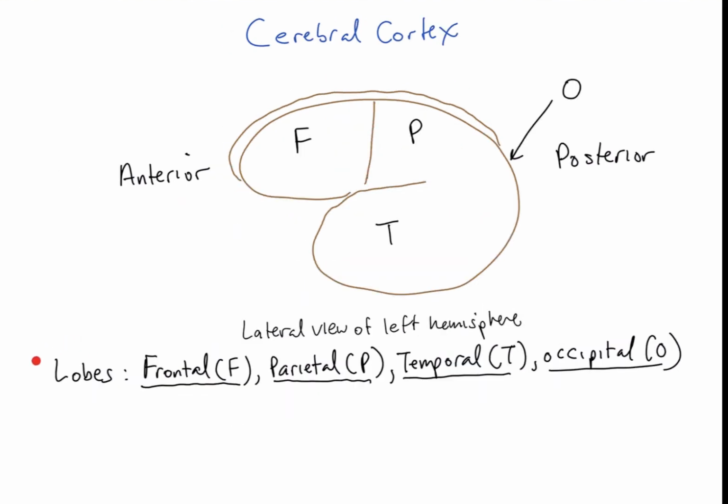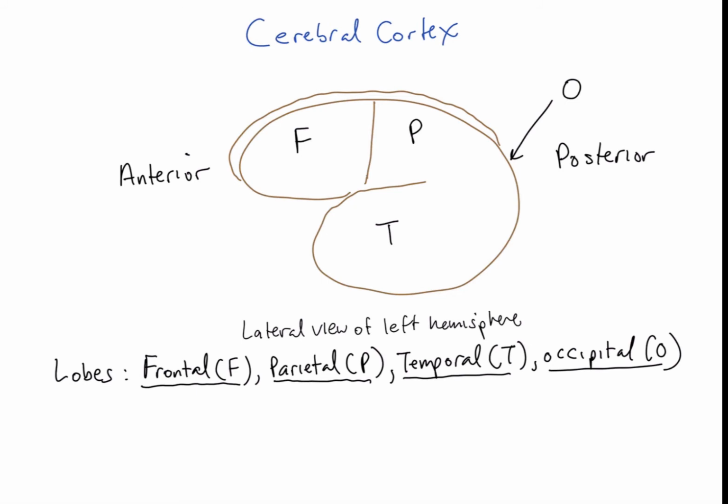Now let's take a look at lobes. We have now stripped away all the sulci and gyri, and we're going to look at the frontal lobe, and that's indicated here on the anterior part of the brain. We have the parietal lobe, which is located behind the frontal lobe, posteriorly. We have the temporal lobe located right about here. And then we have the occipital lobe, which is located in the back side of the brain, right there.